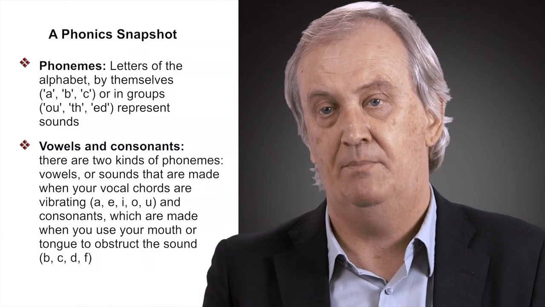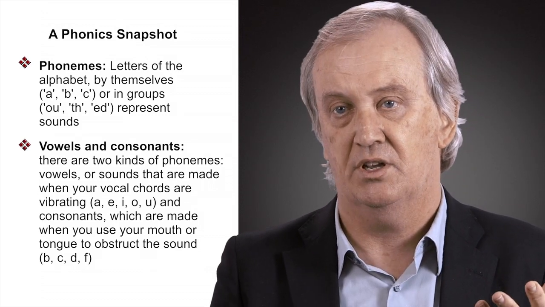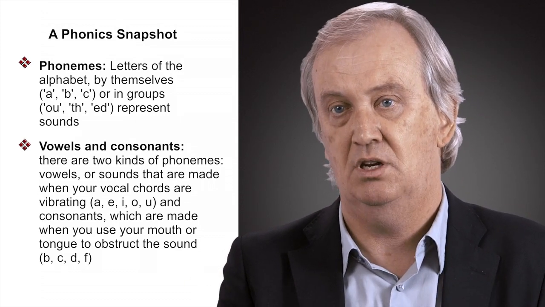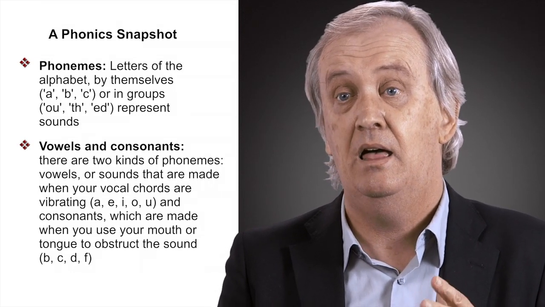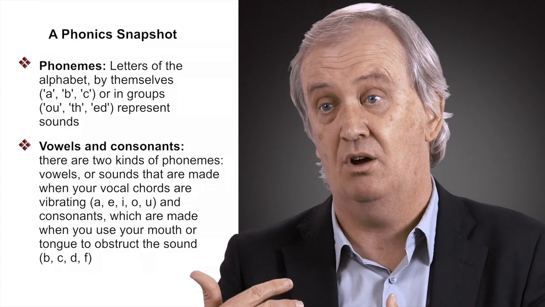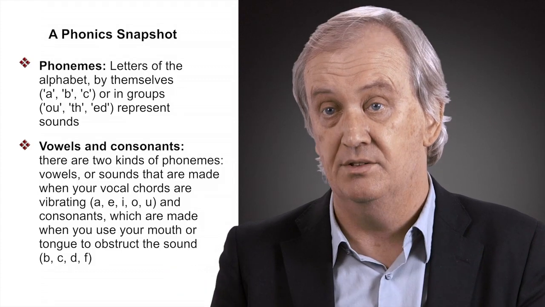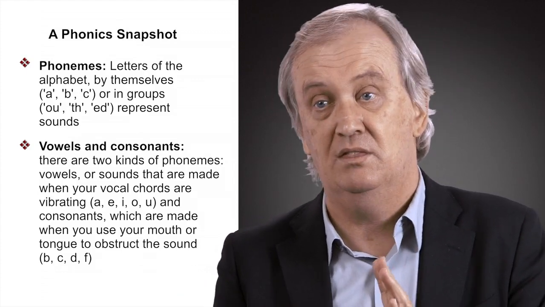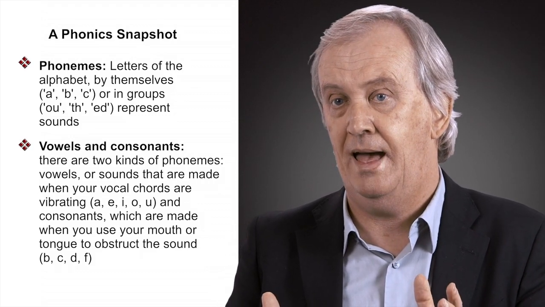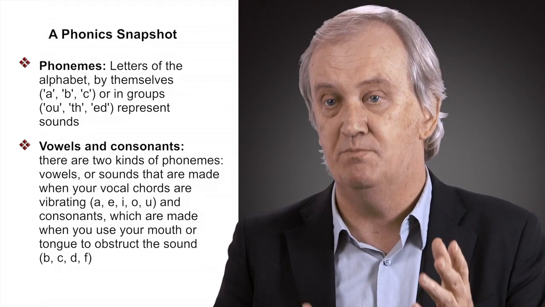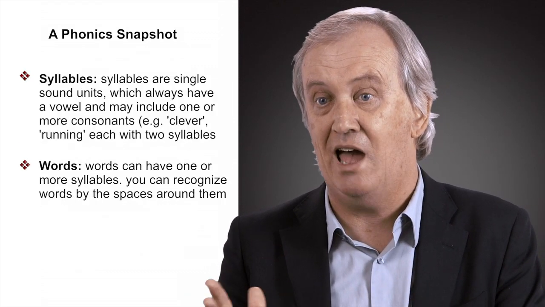Here is a little conceptual snapshot of what's going on in phonics. Our basic unit in phonics is phonemes, which are the letters of the alphabet, but also groups, diphthongs for example, that represent sounds. That's the basic thing we were dealing with in that textbook a minute ago. We also have vowel-consonant combinations which make particular sounds. And we have units called syllables, which are sound units.